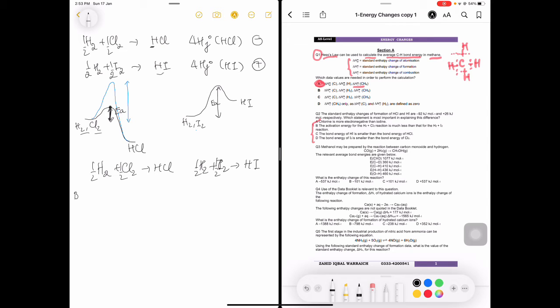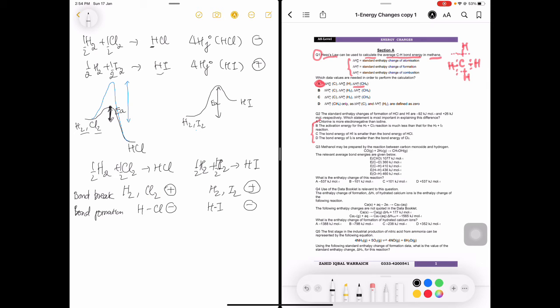The first process in each reaction is the bond breaking process. So for HCl, I have to break the H-H bond and the Cl-Cl bond. For HI, I have to break the H-H bond and the I-I bond. For the bond formation process, which is the process next to bond breaking, I form the HCl bond on this side and the HI bond on this side. Remember, the bond breaking process takes in energy, so it will be positive, and the bond formation process gives out energy, so it will be negative.